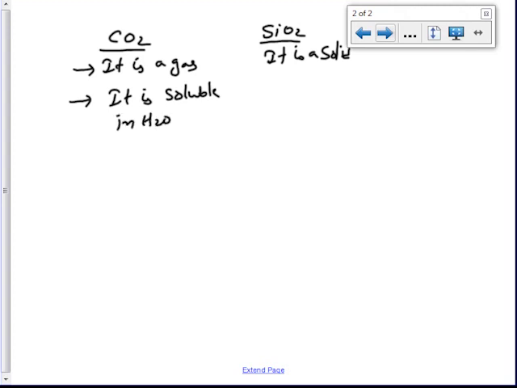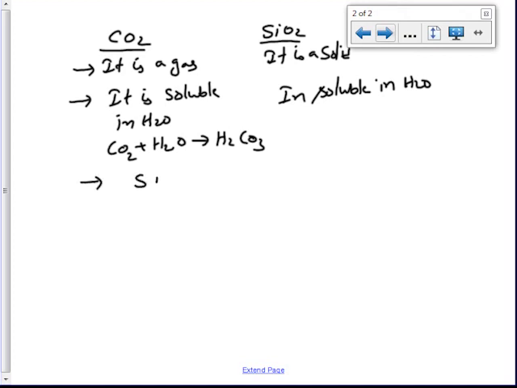So soluble in water means the chemical reaction we know. Carbon dioxide dissolved in water can give carbonic acid H2CO3. But SiO2 is insoluble in water. Hybridization, we know CO2 is sp hybridization and SiO2 is sp3 hybridization. So you know the structure of this one, it is a linear molecule. But SiO2 is not a simple linear molecule, it is a giant molecule. It is a three-dimensional giant molecule structure.